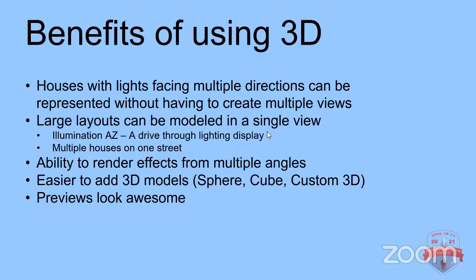You could also model large layouts. Like I know the guys who did the layout for Illumination Arizona, which was a drive-through light display. They had the whole display modeled in xLights. Or people that have multiple houses on one street, you could theoretically put all the lights for all the houses on there and be able to zoom out and see your whole block. You can render effects from multiple angles. It made it easier to have 3D models like the sphere, a cube, and then the custom 3D models you can add now. And I've always just thought the preview looks more awesome when it's in 3D.